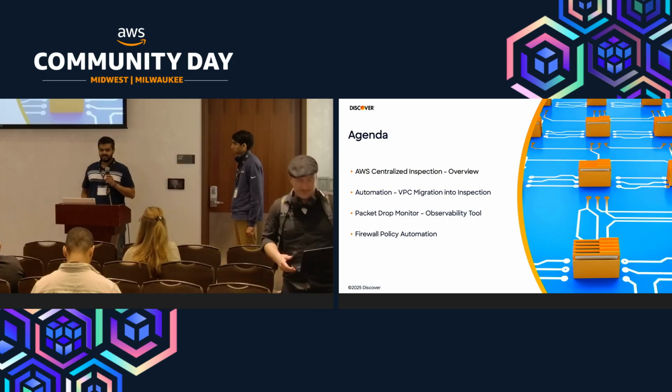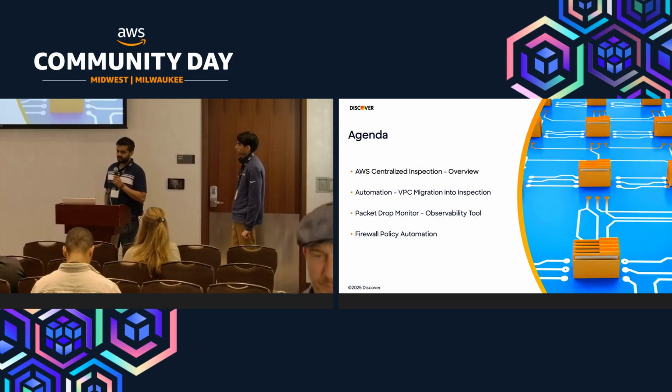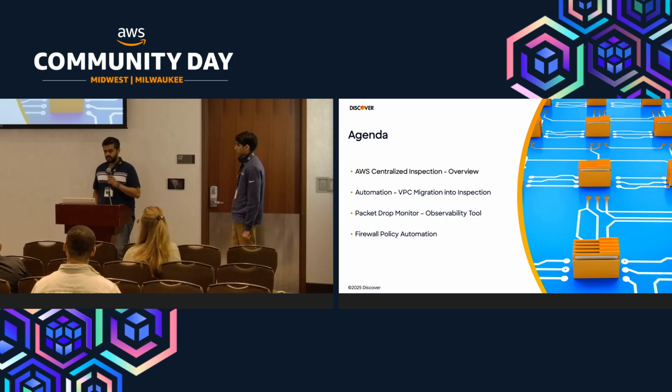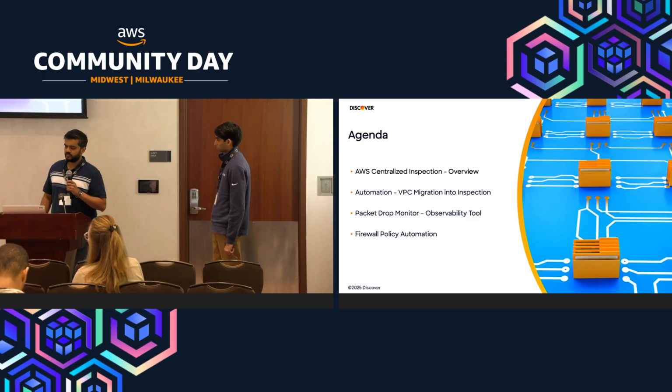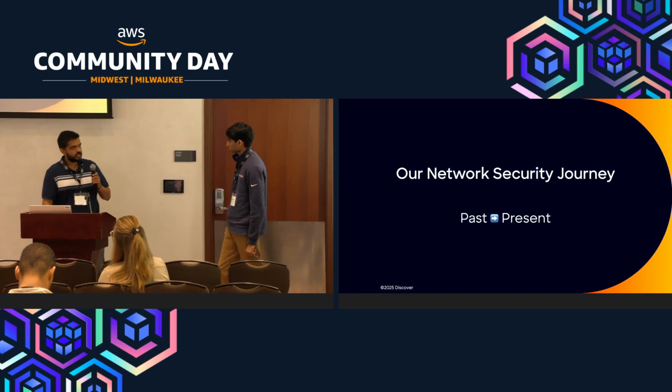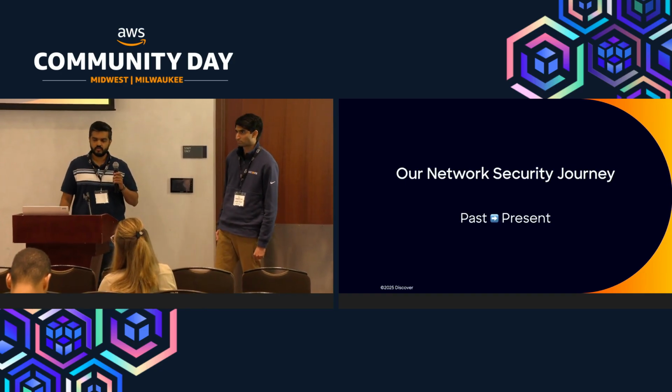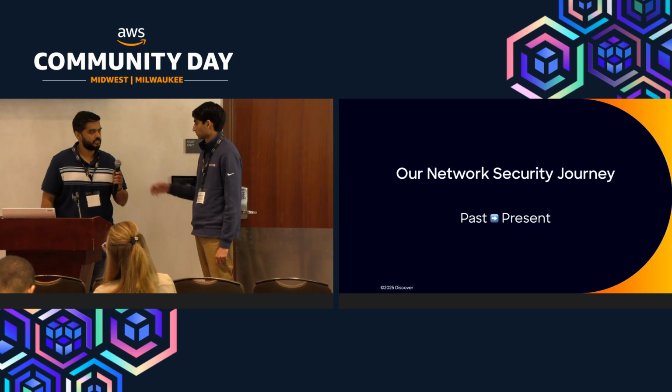So our agenda for today is we are going to talk about AWS centralized inspection. We are trying to give you an overview of how it looks. Then automation around our VPC migration from non-inspection to inspection pattern, our packet drop monitoring tool, which is an observability tool, and firewall policy automation. I would like to invite Ronak to give an overview of our past and present.